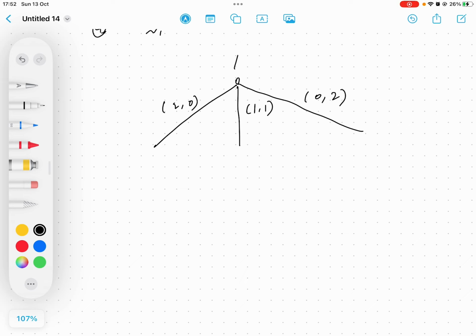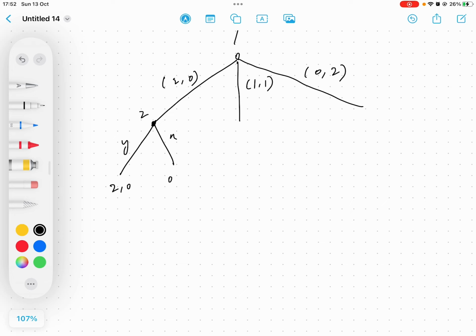After that, player 2 could choose yes or no. If yes, then they get 2 and 0. If no, then both get 0, 0. So we have the dot here as well.